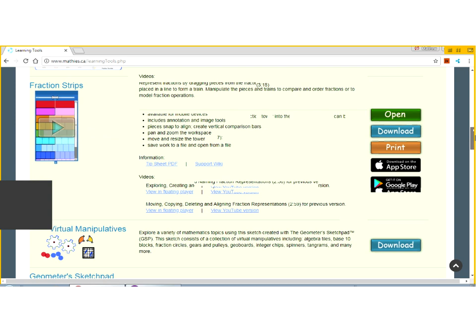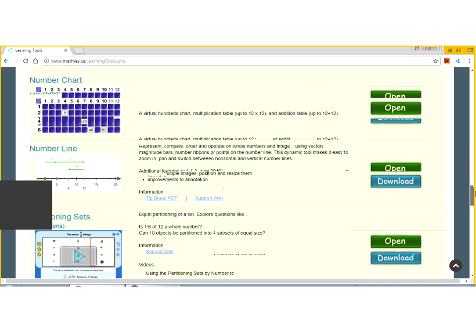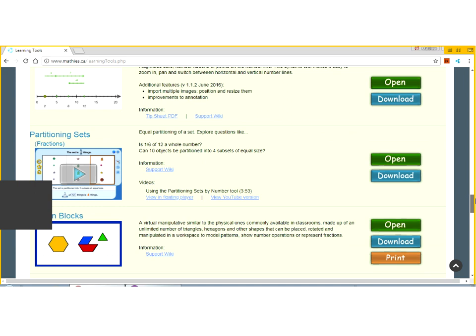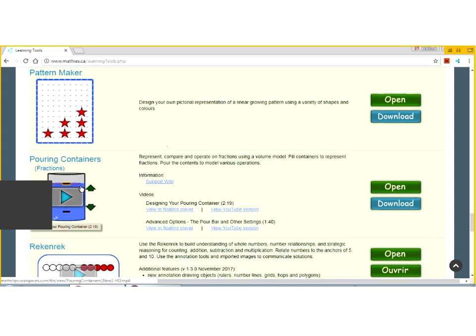Continuing on, Geometry Sketchpad is now here, and the gizmos. The Money app, which could support our work with fractions, that's right there. Notepad is what we're just about to use. There's a number chart, a number line. Partitioning sets. So there's a specific fraction one about partitioning, which is dividing things into subsets. Pattern blocks can definitely be used for fractions. This one, I mentioned the area or volume model already, but there is a pouring containers one. So having to do with how full a container is.